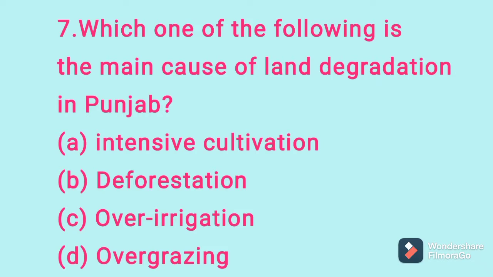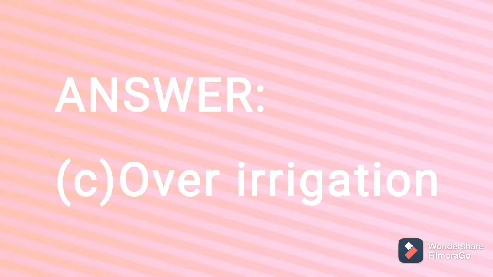Seventh question, which one of the following is the main cause of land degradation in Punjab? Option A, intensive cultivation. Option B, deforestation. Option C, over irrigation. Option D, overgrazing. And the answer is option C, over irrigation.